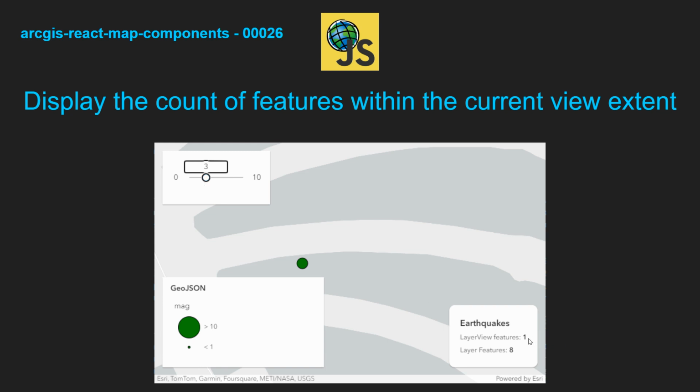As you can see here in the picture, we have 1 for layer view features, because I now have that feature inside my view extent. Once I change the slider and filter this feature, that will also impact my custom widget. Let's check out branch number 26 from the repository ArcGIS React Map Components and apply this requirement.